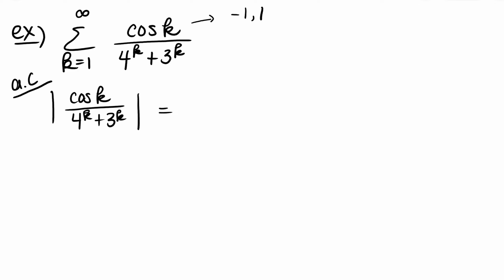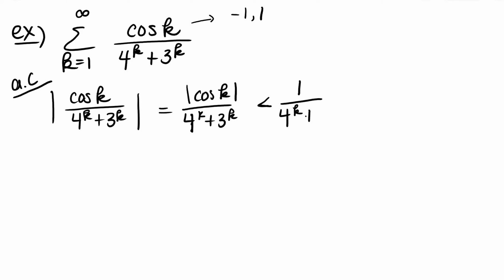The absolute value of that: the denominator is always going to be positive, so this is 4 to the k plus 3 to the k, and then the absolute value of cosine. What I'm going to do here is a comparison test. I know that the absolute value of cosine of x is always less than or equal to 1, that's the biggest cosine can get. And then here you can take the 3 to the k or the 4 to the k, whichever one you like. Let's take 4 to the k. This must always be less than 1 over 4 to the k, because I've increased the denominator, and 3 to the k is always positive. So this guy must be less than this guy, okay?